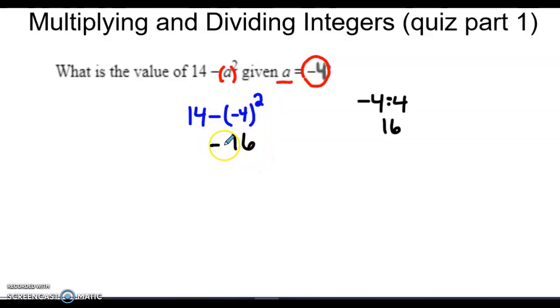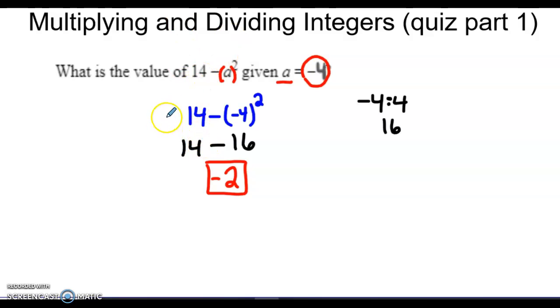I'm just going to bring this minus sign straight down, and I'm going to bring this 14 straight down. And then here we're subtracting, and our rule is if you have different signs, a positive and a negative, then you subtract and you take the sign of the bigger number. So since 16 is bigger and it's negative, my answer would be a negative. 16 minus 14 is 2. Take the sign of the bigger number. Now that's just using the order of operations and your rules and your brain.